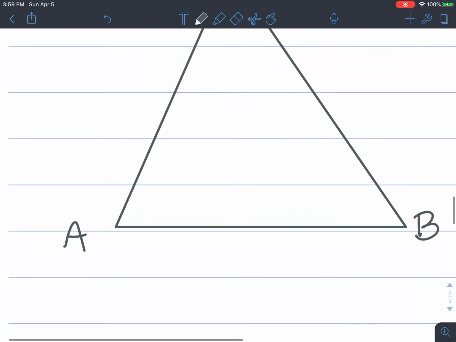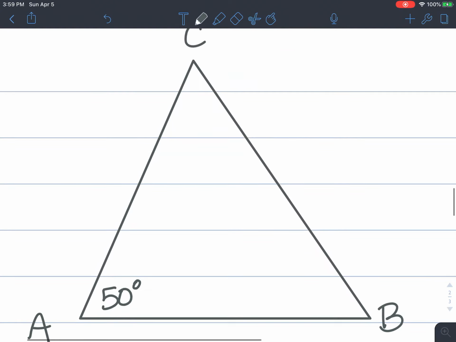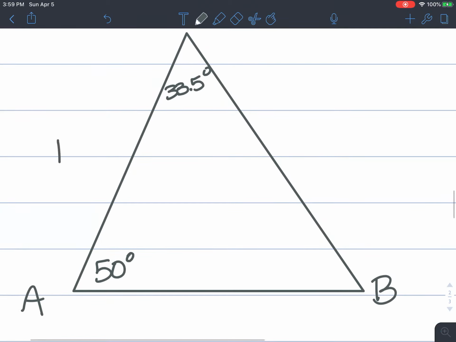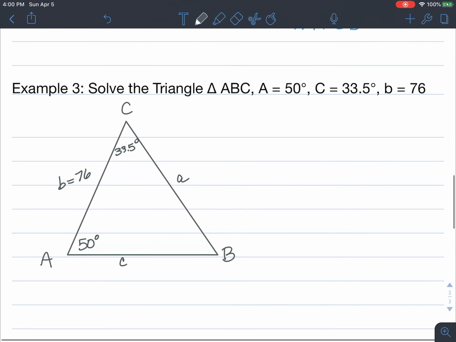A is angle 50, so I'm going to put that in here. C is 33.5. And side B over here is 76. And then at the same time here, I'm going to label my sides A and C. This is a little bit hard to see. There we go. All right, so I got that set up.